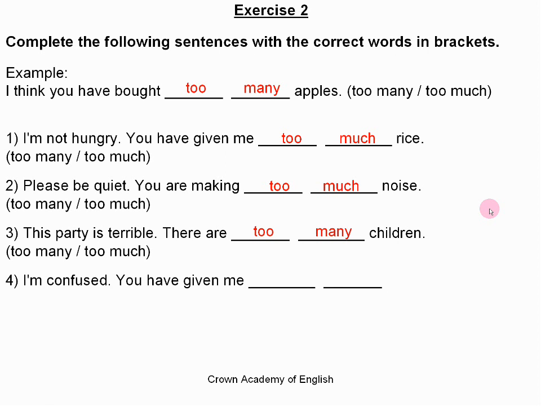Question 4. The answer is, I'm confused. You have given me too much information. Now, in English, information is uncountable. Okay? So that means we must write too much information. And it is, of course, in the singular form.